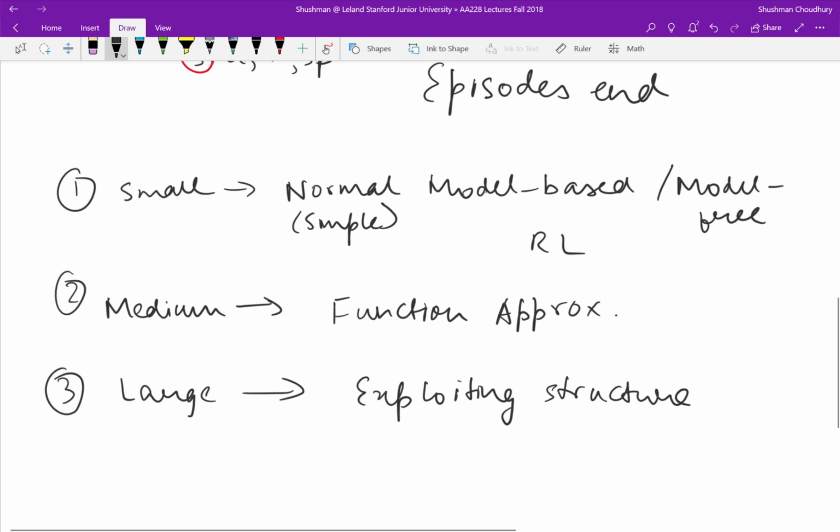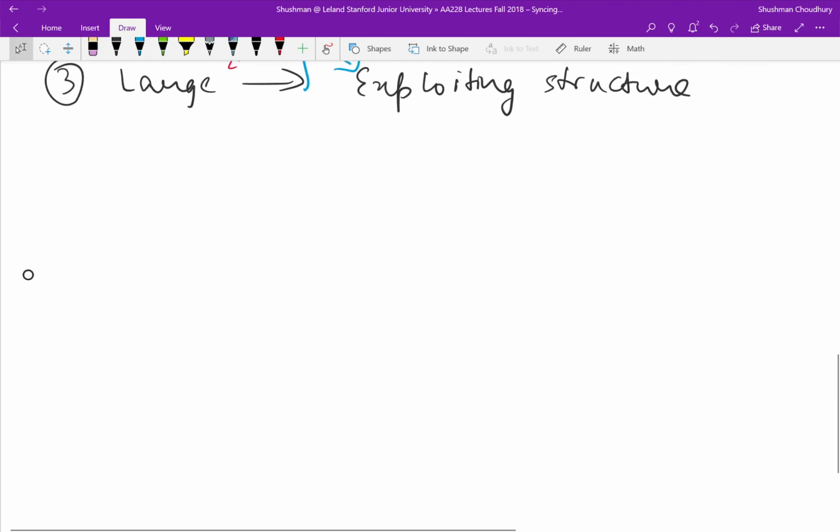And actually, both medium and large will have a role, or rather exploiting structure will have a role for both medium and large. But it's particularly true for the large problem, exploiting structure. And this will become more clear later on, you might not necessarily want to just do function approximation for the large one. I'll talk a little bit about whether that seems reasonable or not. So again, I'll jump right in to talking about the small one.